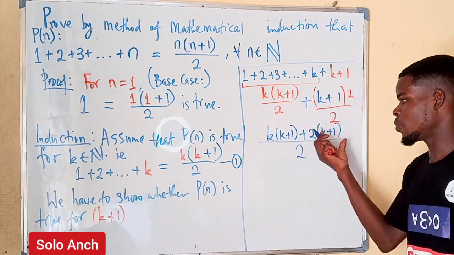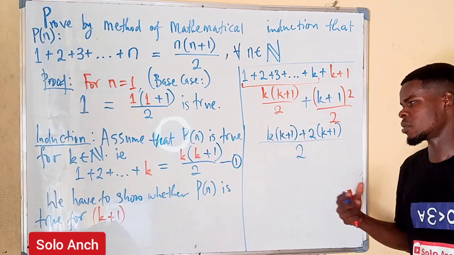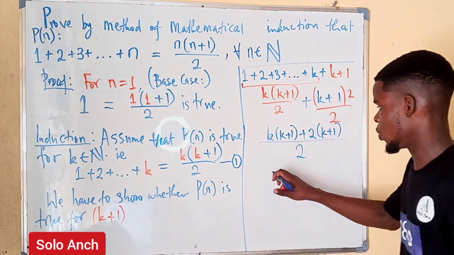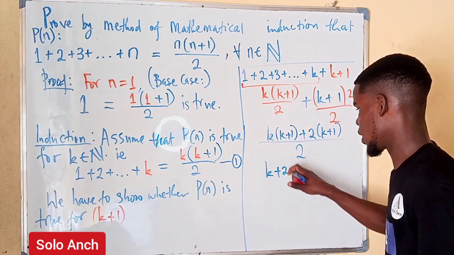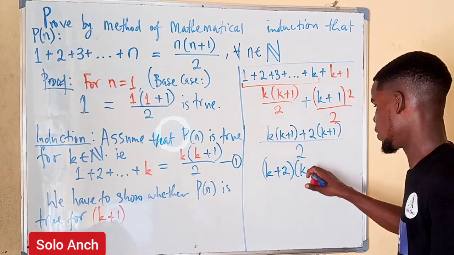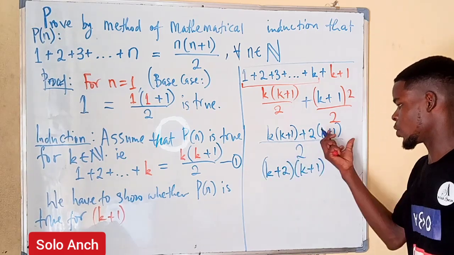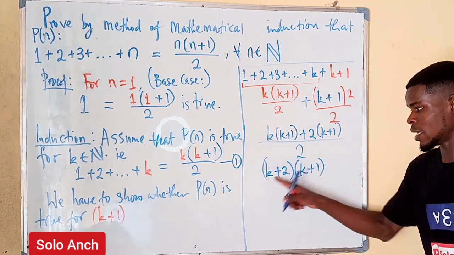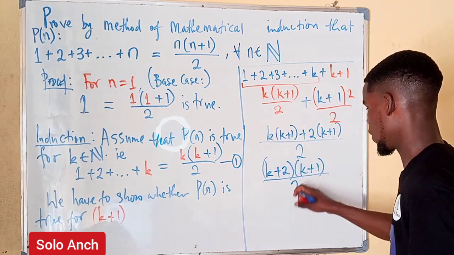Okay, so you notice that k plus 1 is common in the numerator. We will not rush to multiply everything. We factor out the common factor. So you notice that the common factor in the numerator is k plus 1. So you factor it out. When you factor out k plus 1, what will be left will be k here, and then 2 here, that's plus 2 here. That's k plus 2, and we divide this by 2.